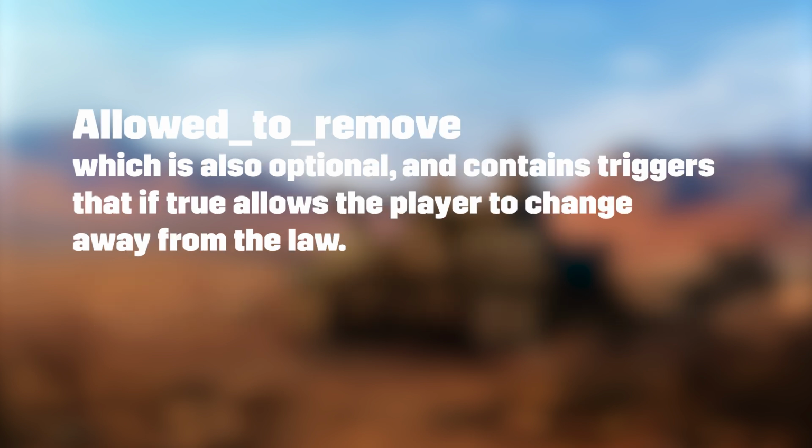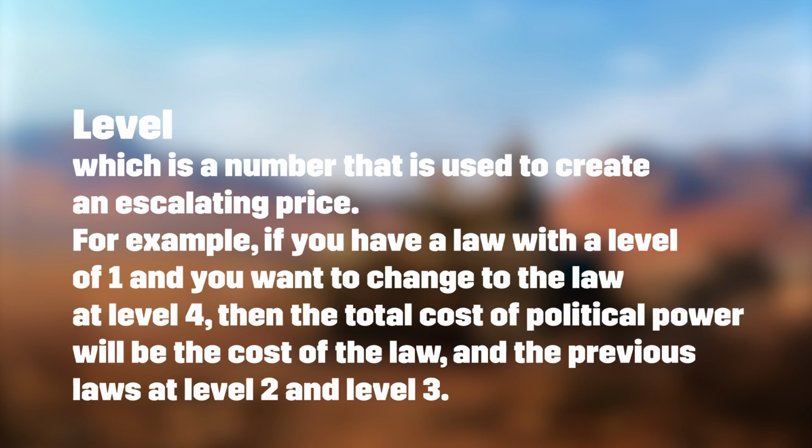Allowed to remove, which is also optional and contains triggers that, if true, allows the player to change away from that law. Level, which is a number that is used to create an escalating price. For example, if you have a law with a level set to 1 and you want to change the law to level 4, then the total cost of political power will be the cost of the law and the previous laws at level 2 and level 3.